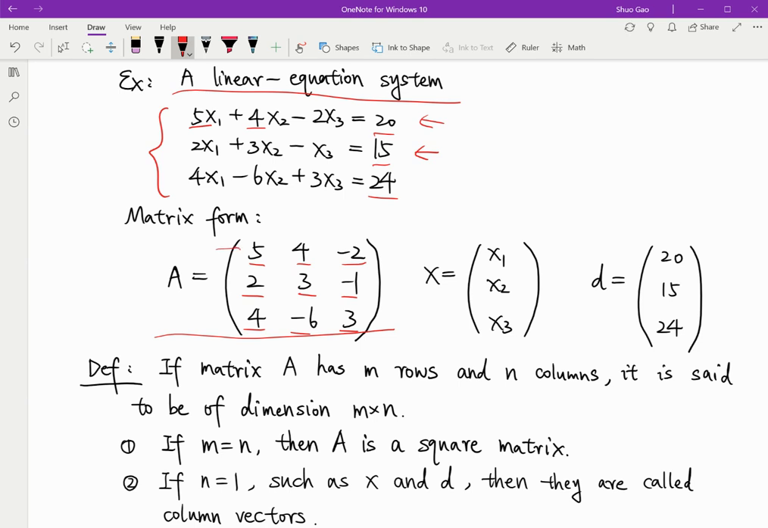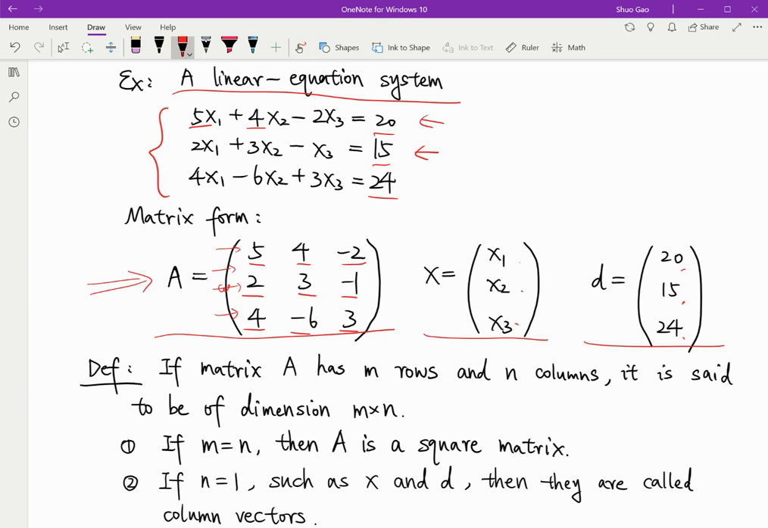We have 3 rows and 3 columns, right? And for the variable matrix, this is X. There are 3 unknown variables, X1, X2, and X3. And for the constant term, we also have on the right-hand side 20, 15, and 24 as the constants. So together we can change the linear equation system using the matrix form.